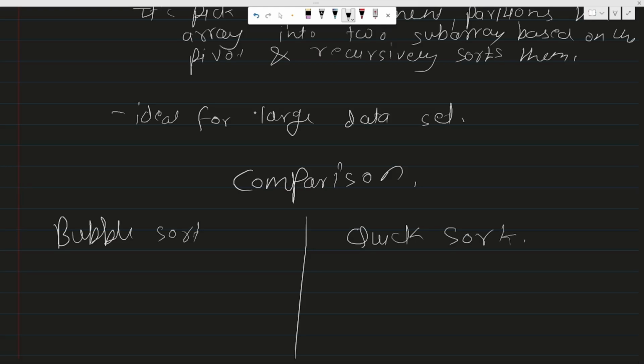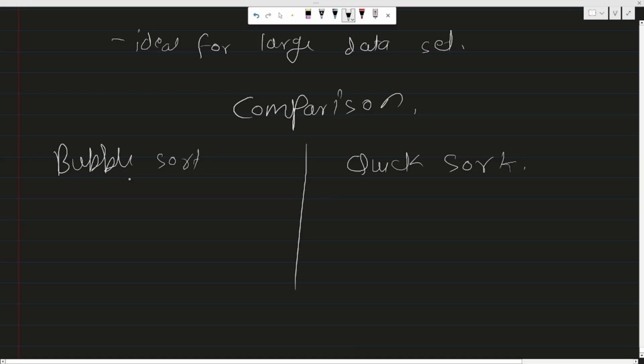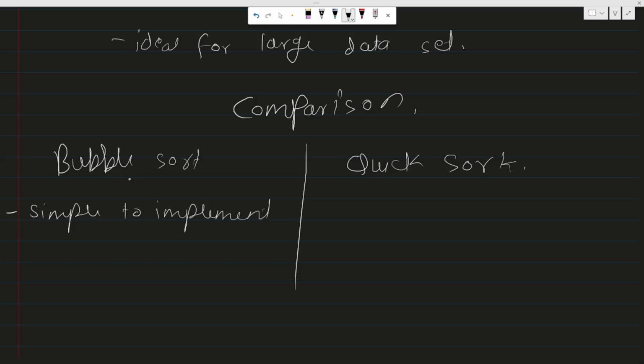We are taking a table of bubble sort and quick sort. The first point: bubble sort is simple to implement, but has a time complexity of O(n square). This is the time complexity of bubble sort.